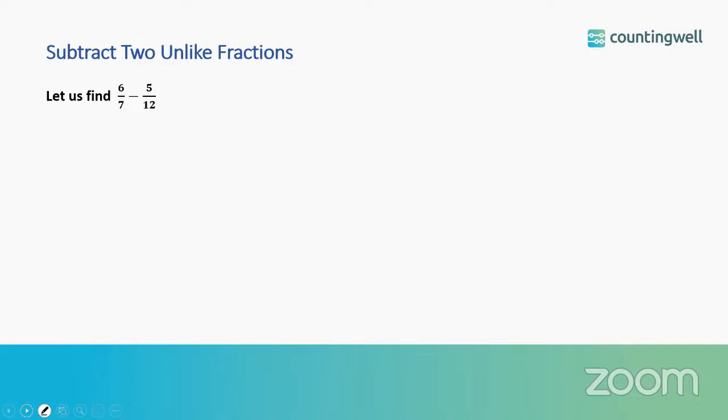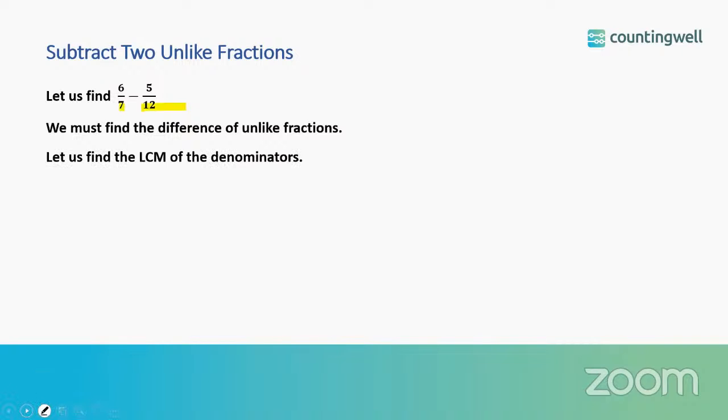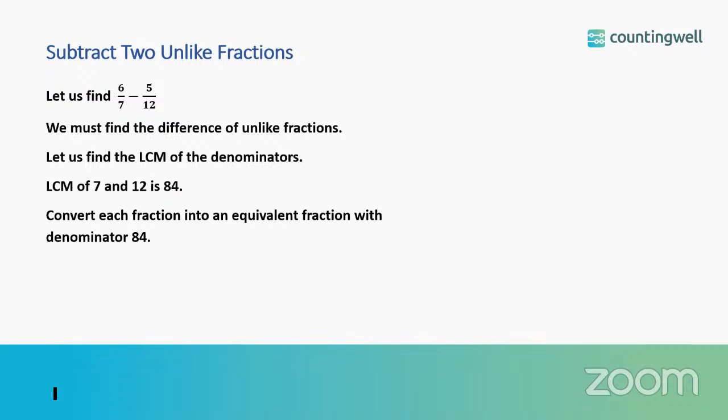6 by 7 minus 5 by 12. This is a difference of unlike fractions because the denominators are different, 7 and 12. The first step is finding the LCM. So the LCM of 7 and 12 is 84. So we have to convert each fraction into an equivalent fraction with denominator 84.